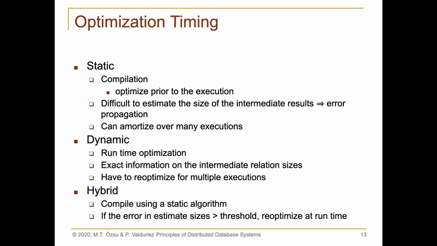It starts by optimizing your query at compile time. Then whenever it faces a large difference between the expected and the actual outcome in terms of estimated size of fragments, dynamic optimization is triggered.